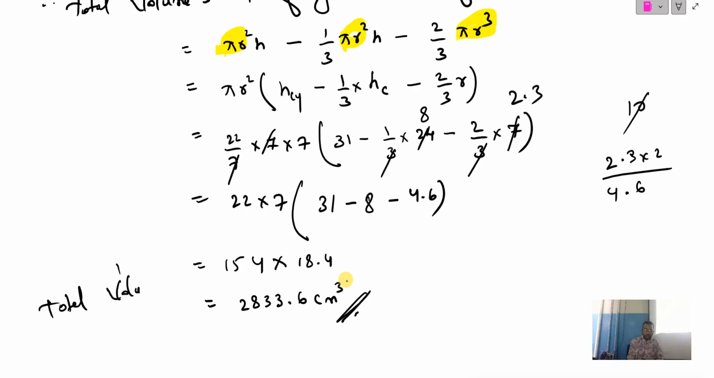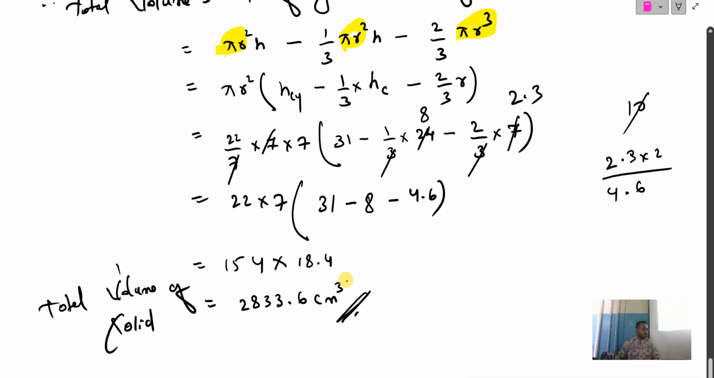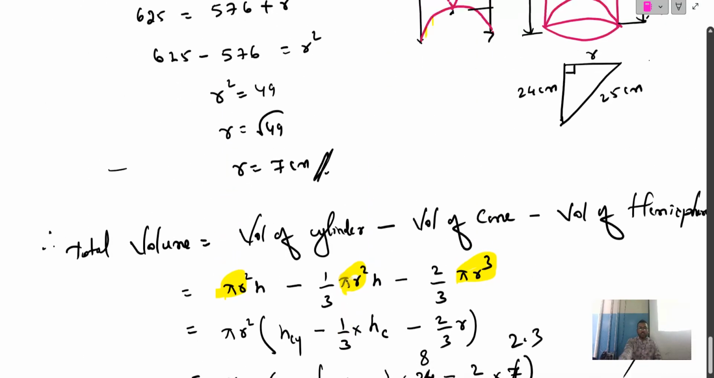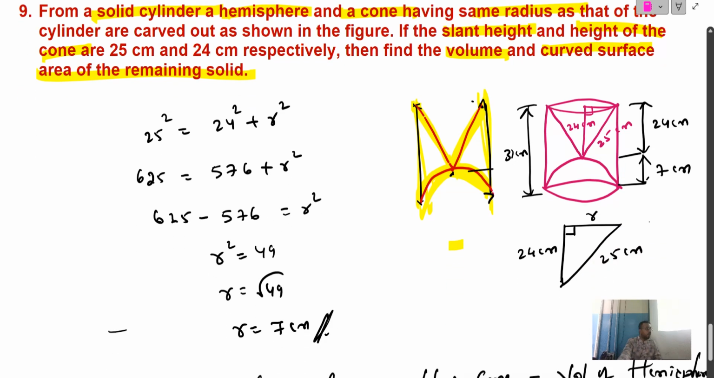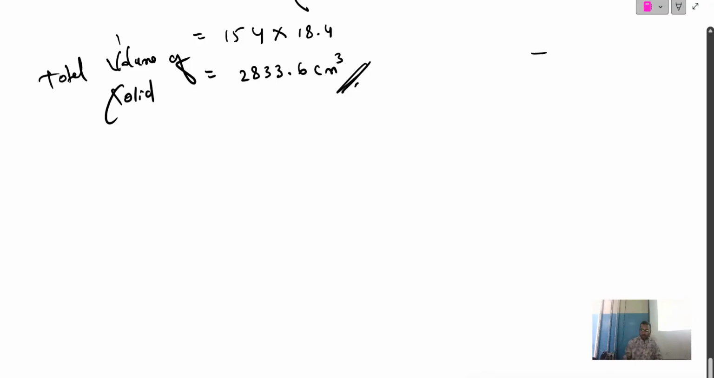Either they ask for the surface area or the curved surface area, anyhow we are taking curved surface area only. So the curved surface area of the remaining solid after removing all the parts is the curved surface area of cone plus curved surface area of cylinder plus curved surface area of hemisphere. Now the substitution: curved surface area of cone is pi r l, cylinder is 2 pi r h, hemisphere is 2 pi r square. Now we can take pi r common.